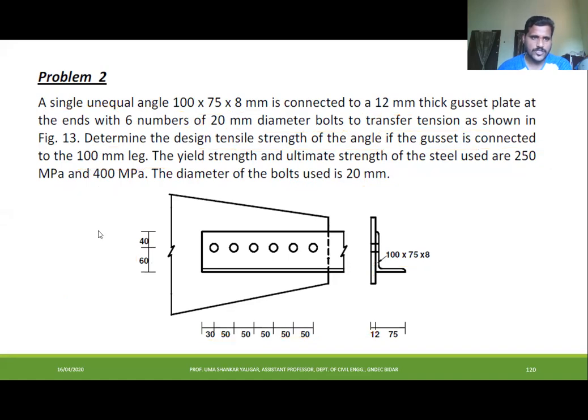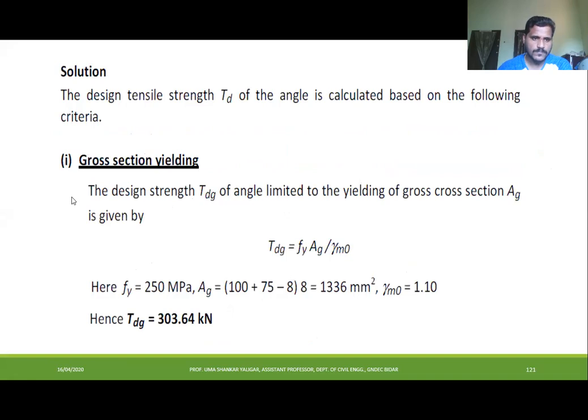If I go for the solution, first as usual, we need to calculate the strength due to the three failures. The first one is the cross section yielding. Due to this failure, the formula we already know: Tdg is equal to Fy Ag divided by gamma m0.